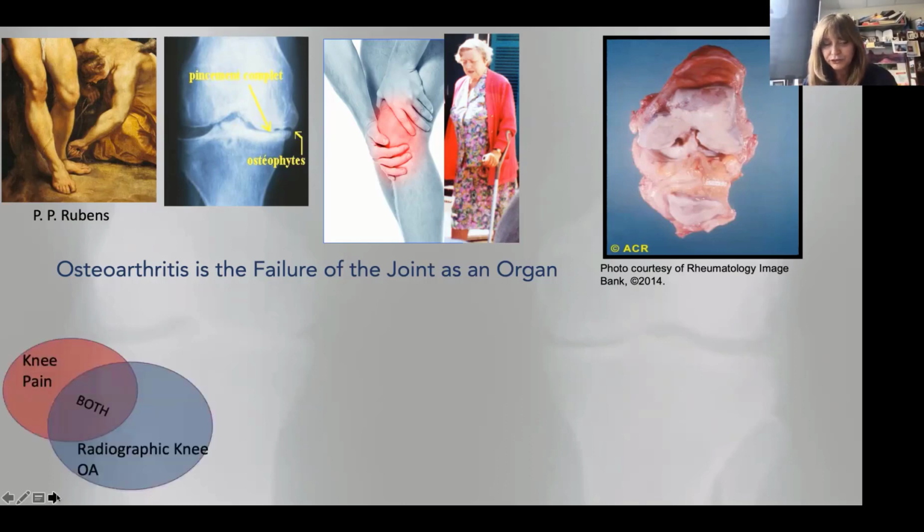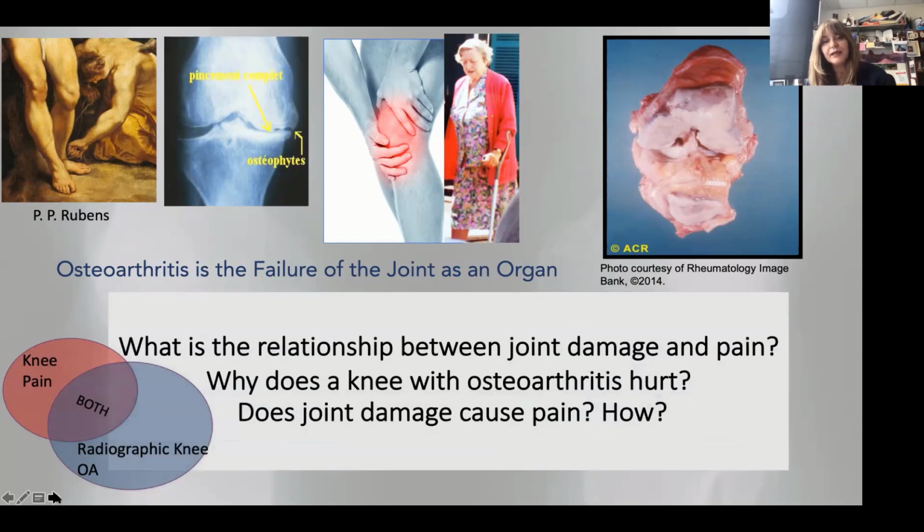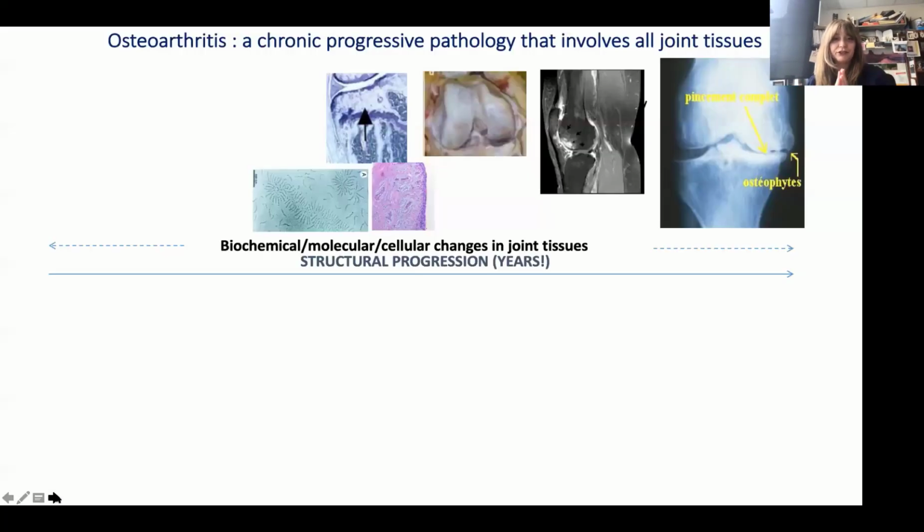Now, it's quite well described, and it has been described for a long time, that when we use the radiographic definition of osteoarthritis, there is not always a perfect overlap with pain. There are people who have knee pain but an okay looking X-ray, and there are people with a really bad X-ray who actually do not have pain. So there is this disconnect between the two. And this is really what we are studying in the lab. What is the relationship between joint damage and pain? Why is it that a knee with osteoarthritis hurts? And how does joint damage cause pain, if it does?